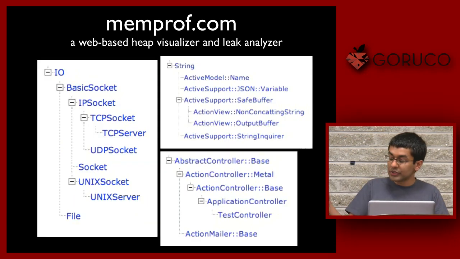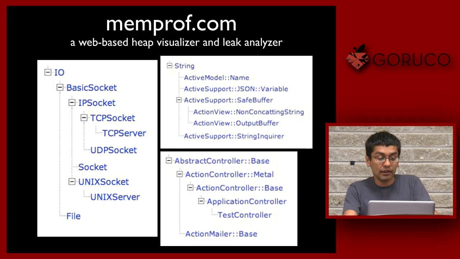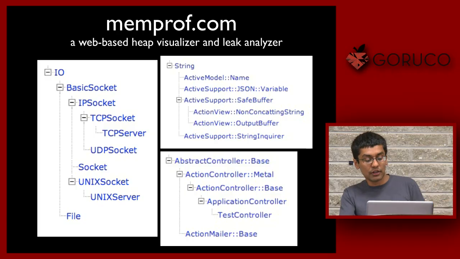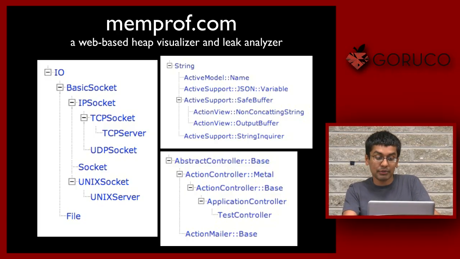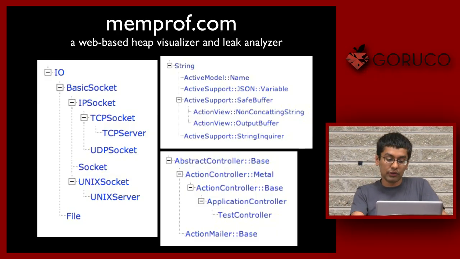So you can use this to explore class hierarchies. Here you can see the I/O class hierarchy. TCP socket inherits from IP socket, basic socket, I/O. On the right are two dumps from a Rails application. So you can see Rails subclasses string in a bunch of ways. And on the bottom, you can see the Rails 3 controller hierarchy. All the controllers inherit from base, which inherits from action controller metal.